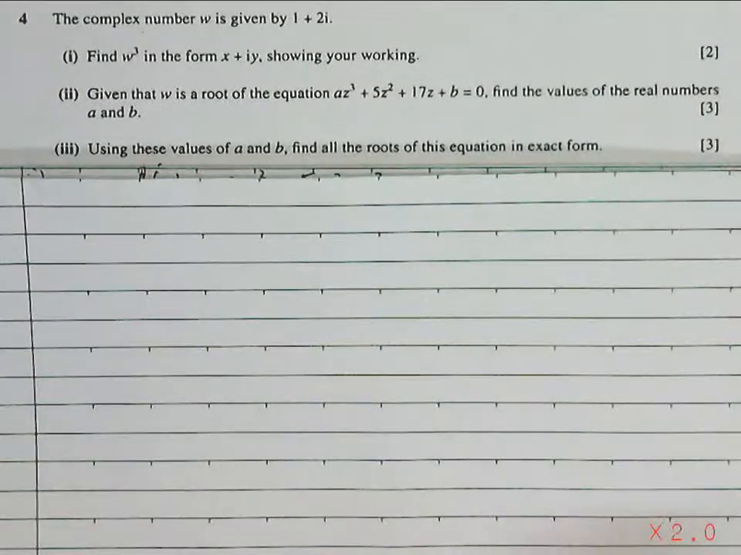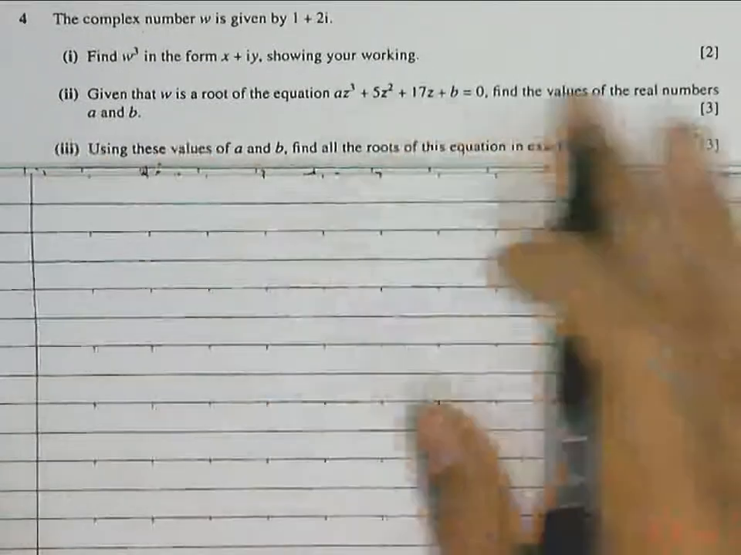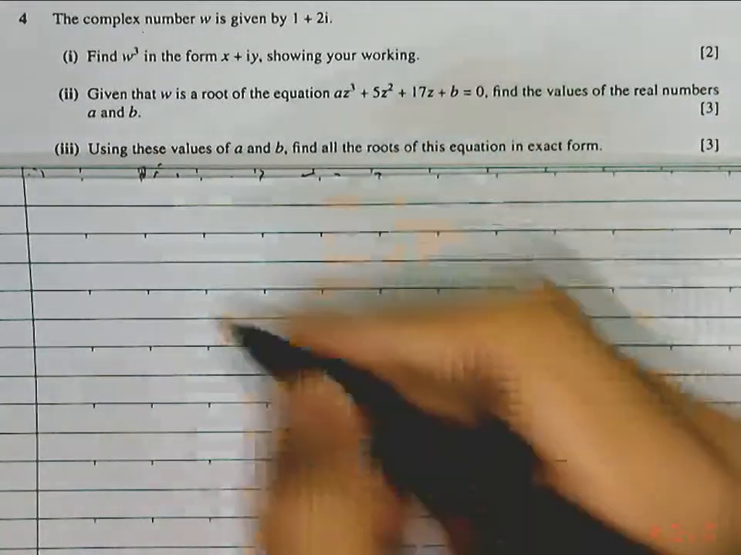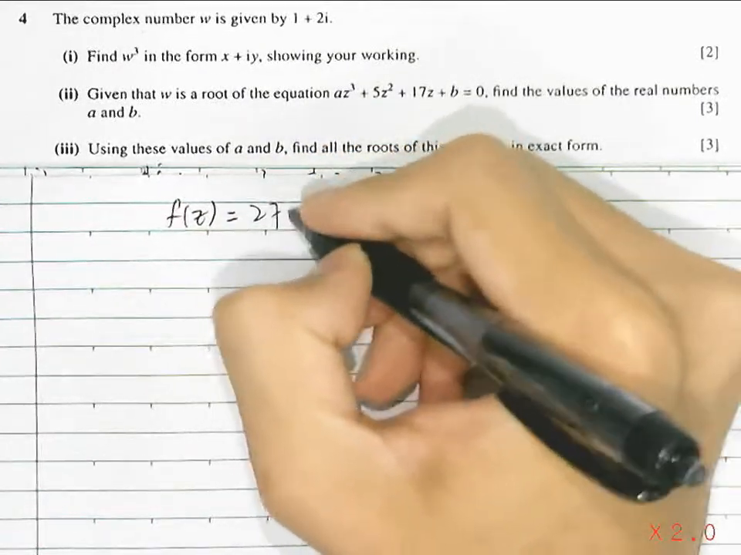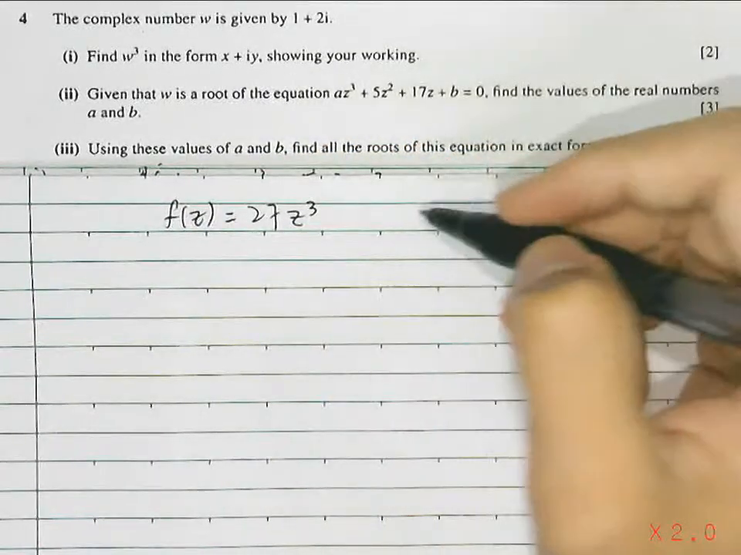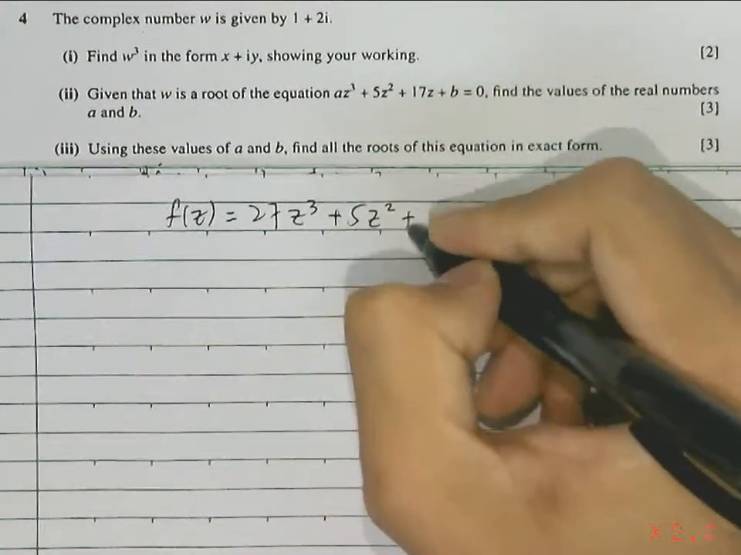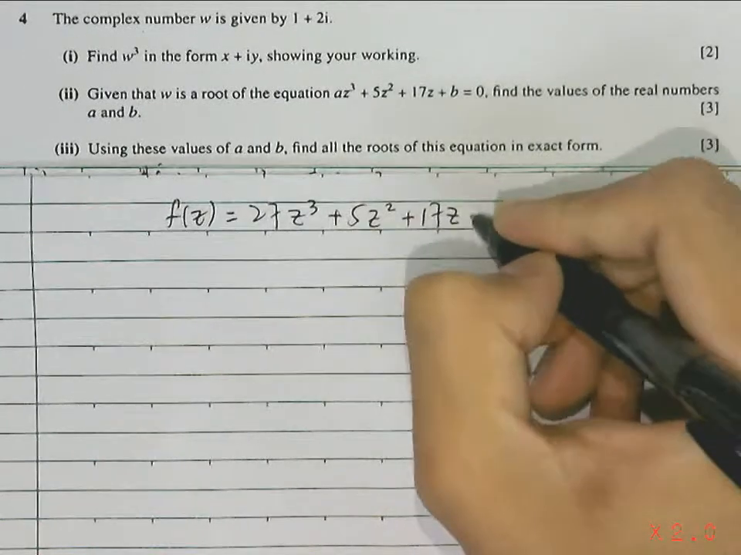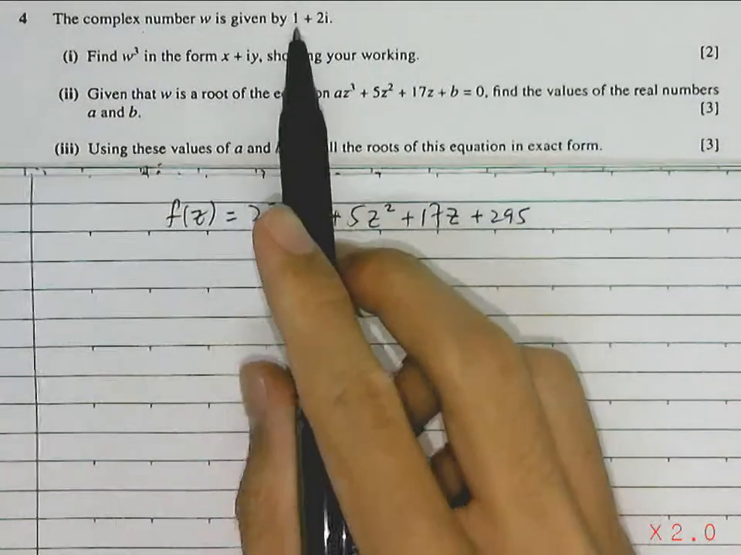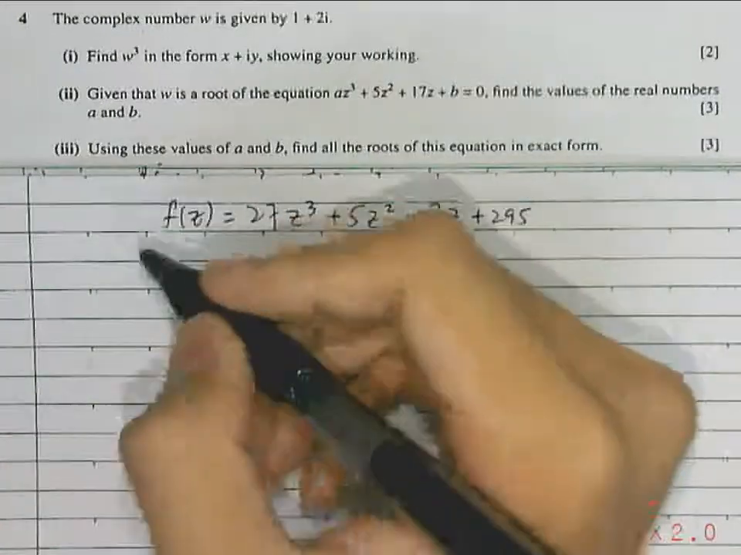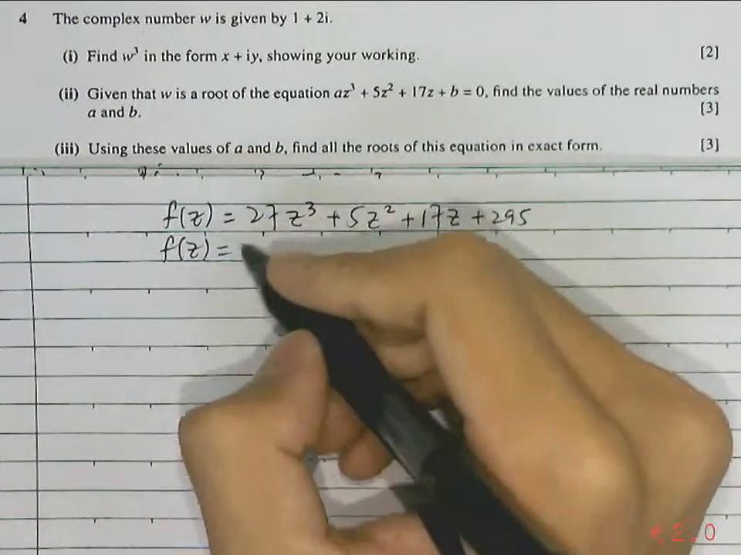Using these values of a and b, find out the roots of this equation in the exact form. So now we know the values of a and b, so we would like to rewrite our f(z) by subbing in all the values of a and b. So f(z) will be 27z cubed plus 5z squared plus 17z plus 295. Since we already know two roots, one is 1 plus 2i, the other is 1 minus 2i, we can write it in the form of two roots already.